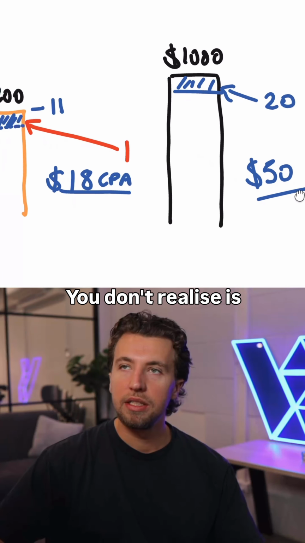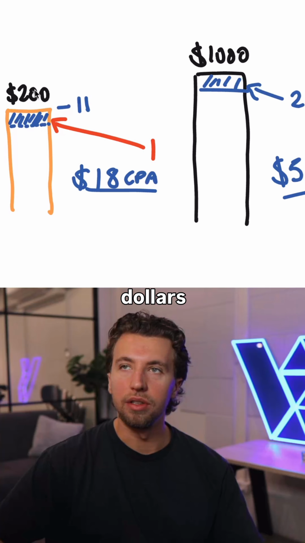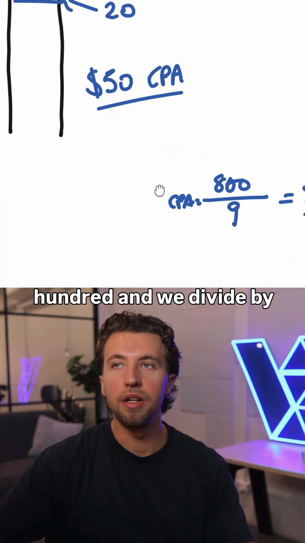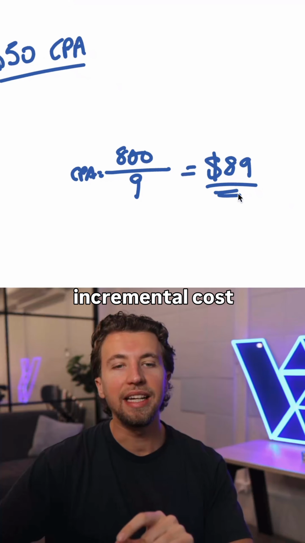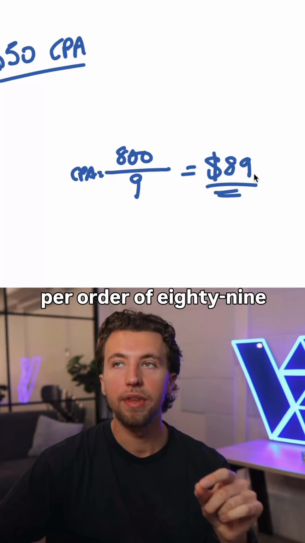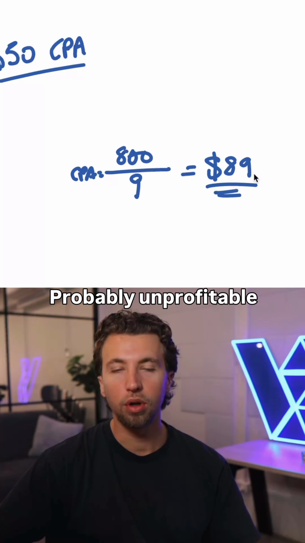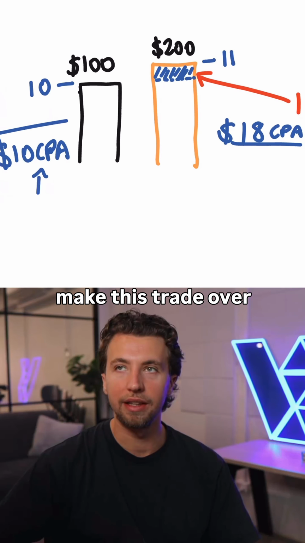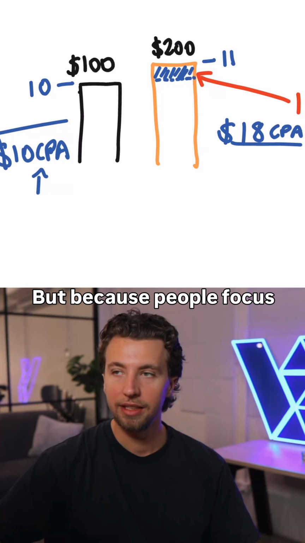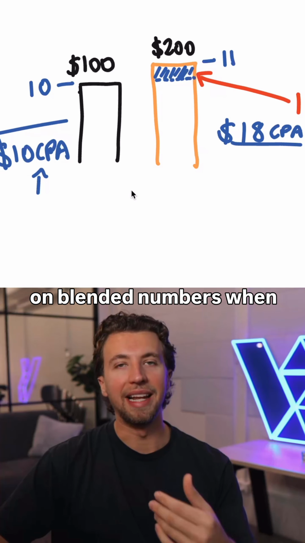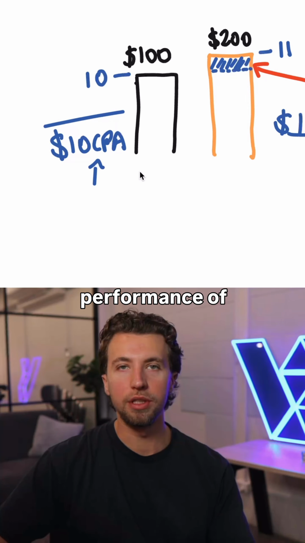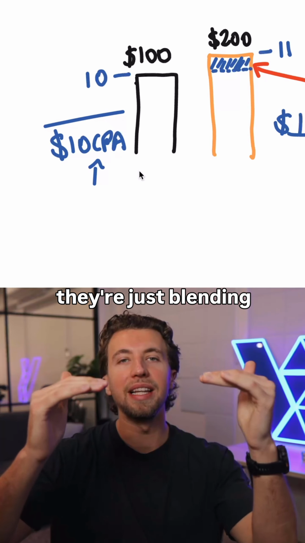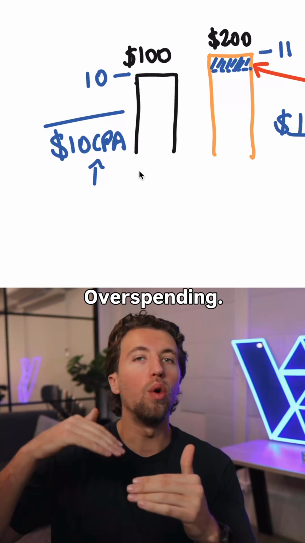But what you don't realize is you've just spent another $800 for only 9 conversions. So if we take 800 and we divide by 9, that's an incremental cost per order of $89. Probably unprofitable for you. Probably not a trade you want to make. In fact, I wouldn't even make this trade over here. But because people focus on blended numbers when they look at the performance of retargeting campaigns, they don't take into consideration that they're just blending down their results by overspending.